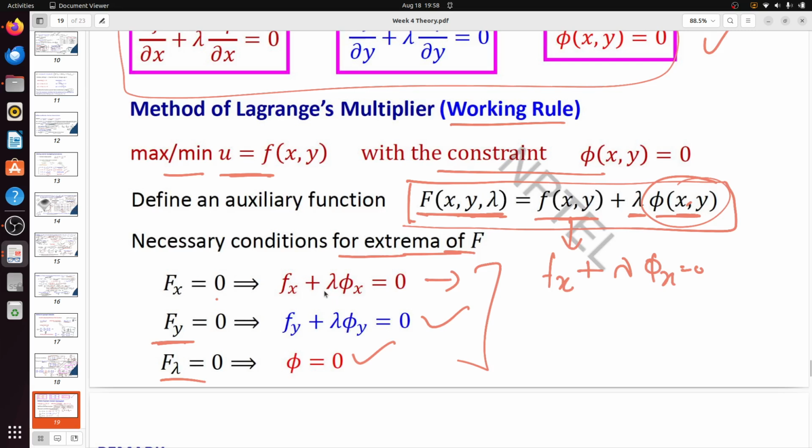You have three unknowns: x, y for which this vanishes, and also lambda which satisfies phi equal to 0. So you will determine x and y in terms of lambda. If you put them in phi equal to 0, you have x and y in terms of lambda, and then you can determine the value of lambda. Put it in x and y, you will get the relation between x and y, and then you proceed as usual.